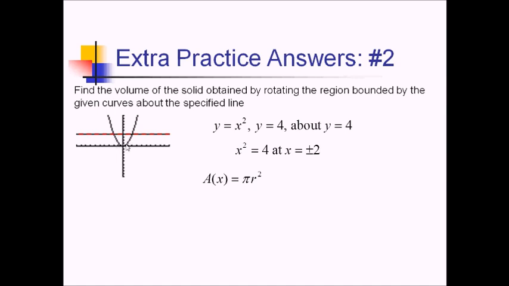In this case, r is almost x squared. It's the distance between my axis of revolution and my other bounding function. So that's actually going to be a distance of 4 minus x squared that I have to plug in for r. And now I'm going to go to the calculator, but let me show you the setup that I'm putting on my calculator.